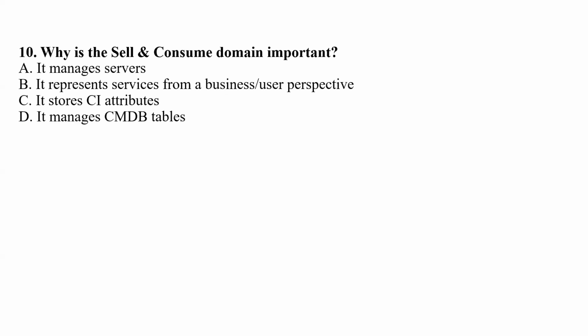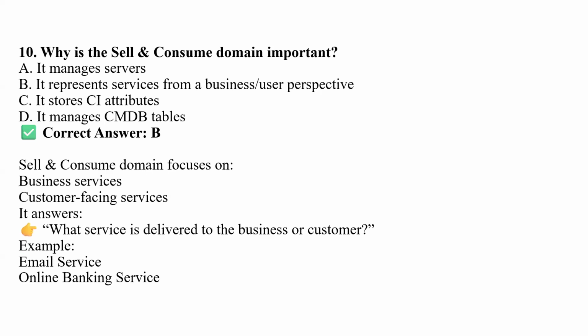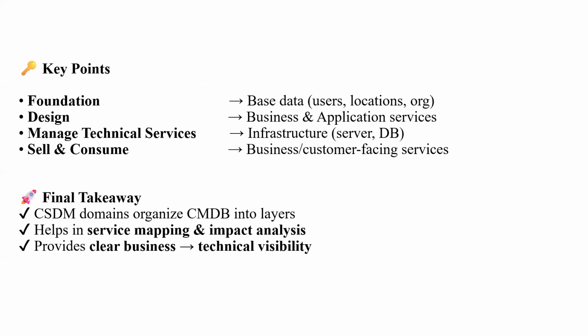Next question. Why is the sell and consume domain important? Option A, it manages servers. Option B, it represents services from a business or user perspective. Option C, it stores CI attributes. Option D, it manages CMDB tables. The correct answer is option B. The sell and consume domain focuses on business services and customer-facing services, and it answers what service is delivered to the business or customer. For example, email service, online banking service. These are sell and consume domain examples.